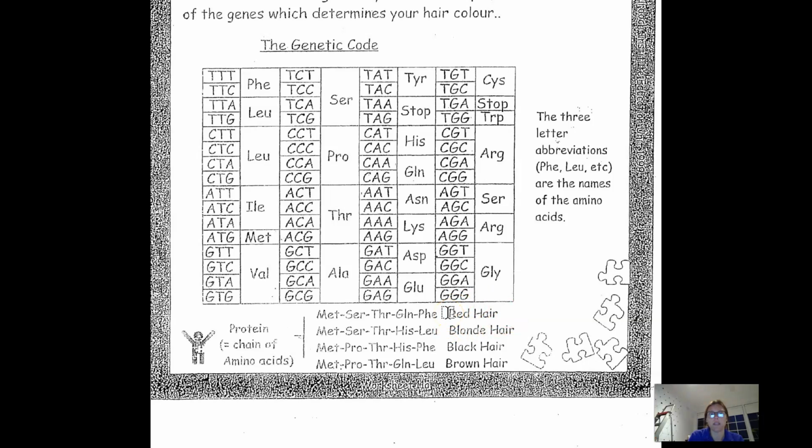Now, there's a number of different ways that a person can get red hair. That doesn't mean we've all got the same base order, but we can get red hair. Then this combination is what makes blonde hair. This combination makes black, and this combination makes brown. Now, if I was better technologically wise, I would flip this, but for some reason I can't now. So we're going to go through and look at this first person here.